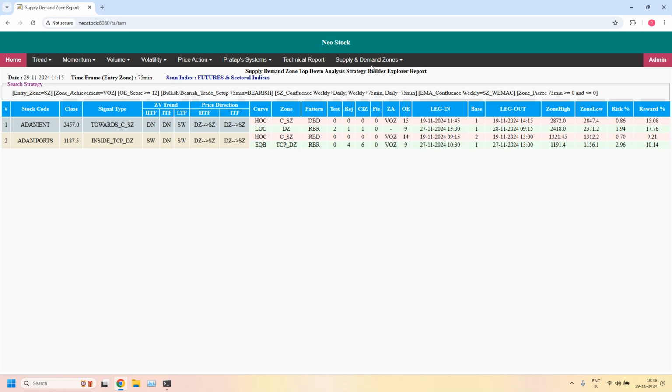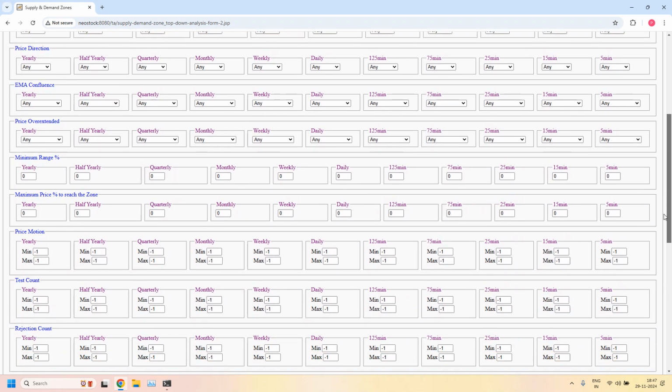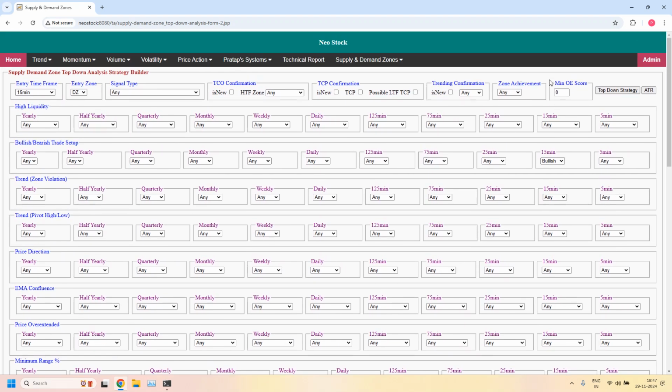Okay, this is about bearish trade setup for weekly income trade. Next, bullish trade setup for daily income trade. Entry time frame is 15 minutes. Entry zone is demand zone. In bullish or bearish trade setup at 15 minutes entry time frame, I am selecting bullish. This 15 minutes demand zone should not be pierced. So in the pierced count at 15 minutes time frame, I am setting minimum value 0, maximum value 0. Zone achievement violated opposing zone, minimum odd enhancer score 12. All three filters are applied to 15 minutes demand zone.